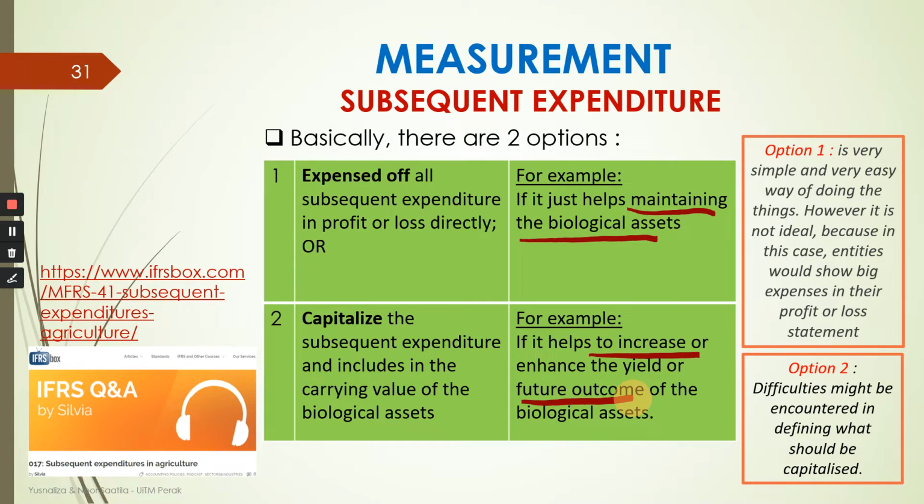So accordingly, option 1 is actually very simple, but somehow it will show a big expense in your profit or loss. Option 2 might be done, but it's very difficult to decide in terms of what can we capitalize, right? So therefore, it will depend on the choice of the company, the professional judgment made by the company, and whatever industry practice, accepted practice.